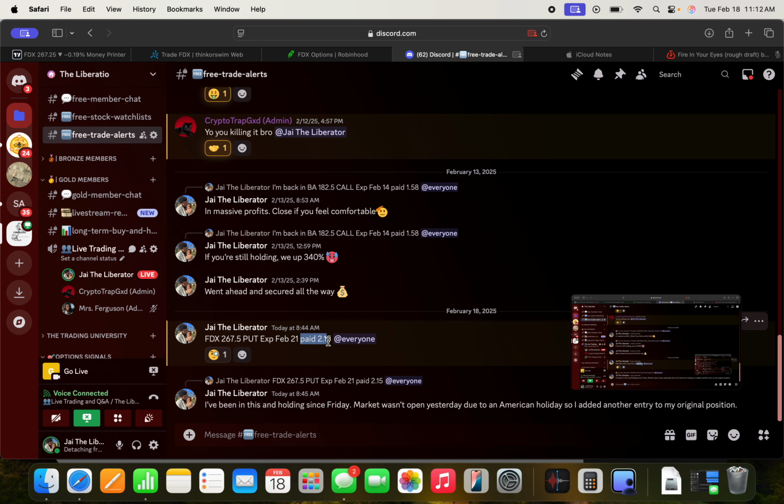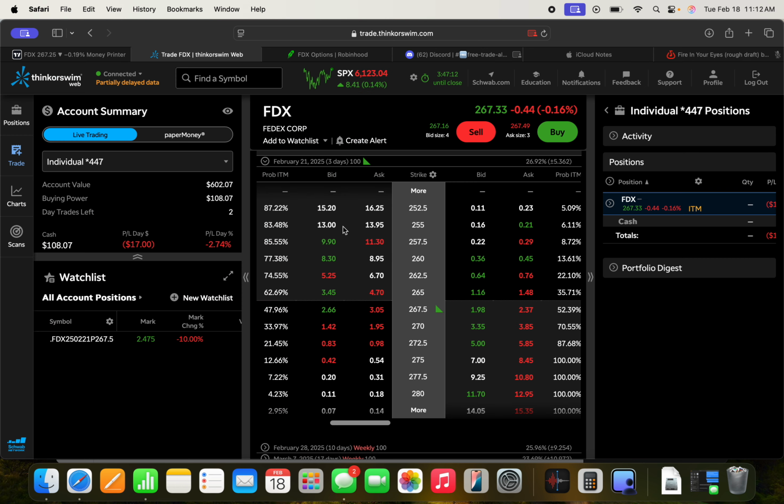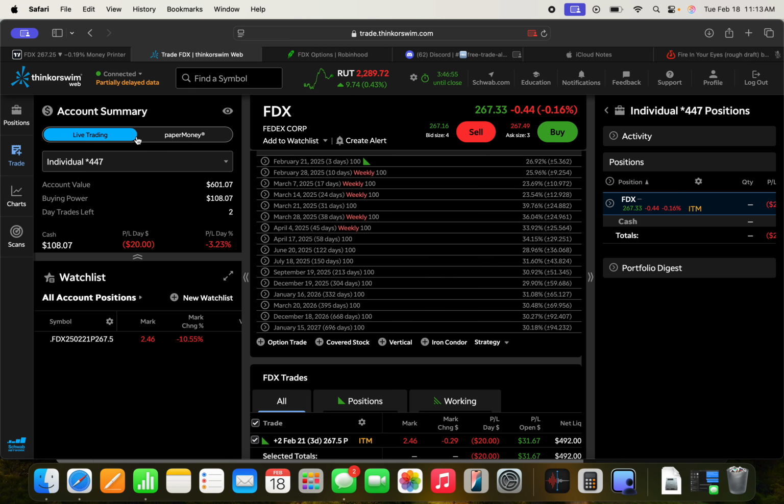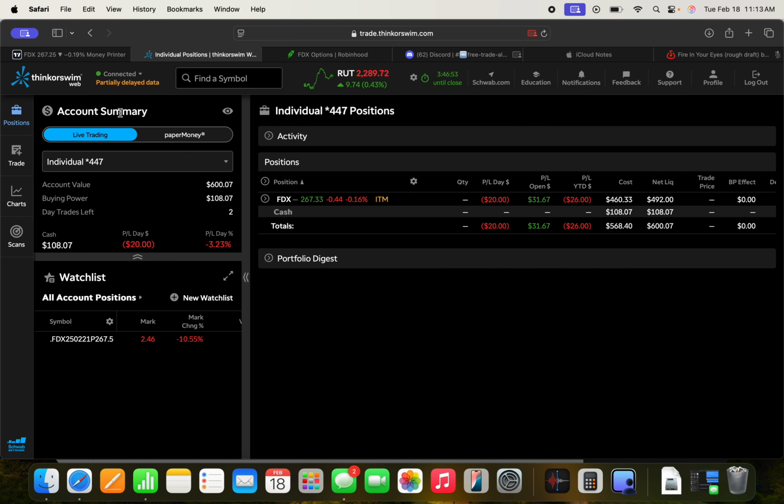The last part says how much I paid. Paid 2.15. Every trade that you get in is going to be dependent upon when you get in it and how much it's for sale for at the time. So if you were to get into this trade on Thinkorswim right now and we went for a put, from beginning to scratch, we would go here like this.